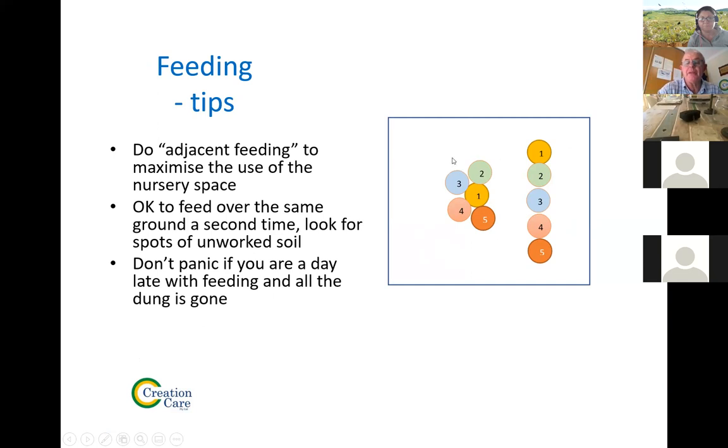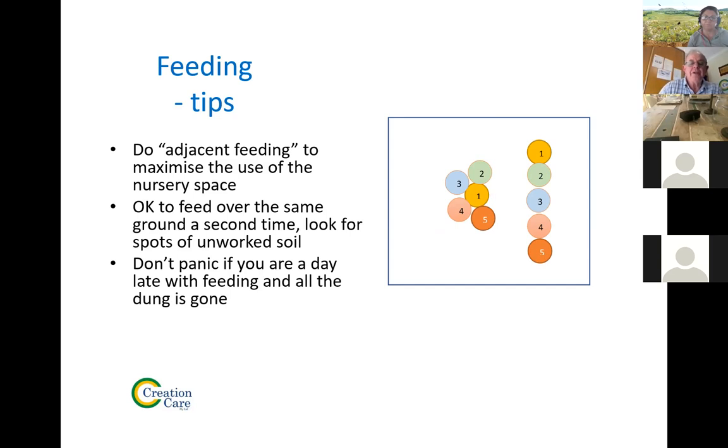That's what you want to do. You want to fill it up. So that's one of the main advantages of adjacent feeding. It's a systematic way to ensure that you've covered the whole nursery. And what you want to get is brood balls under this one, and brood balls under this one, and brood balls under that one. And so you're maximising the use of the nursery area.